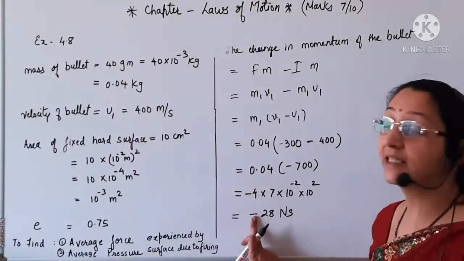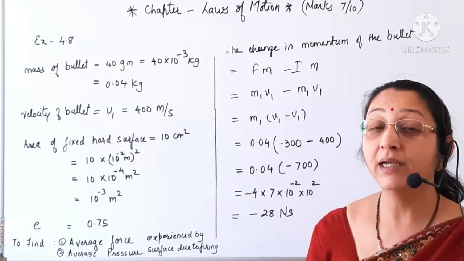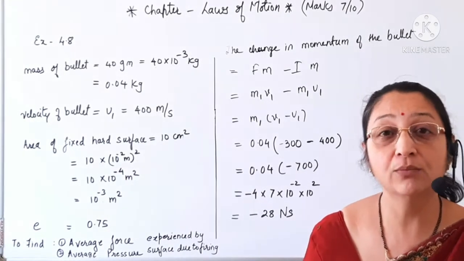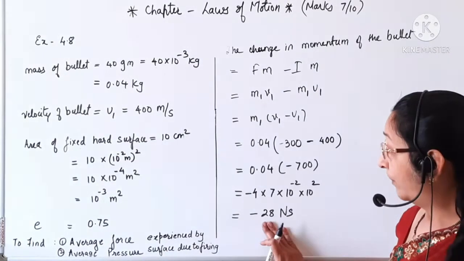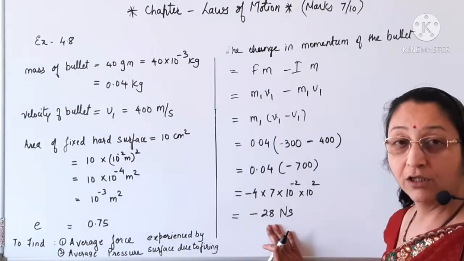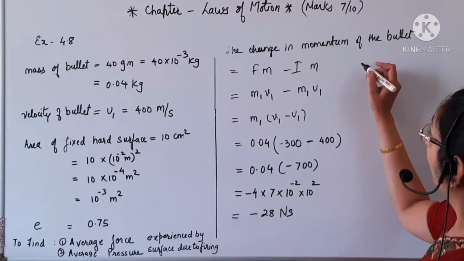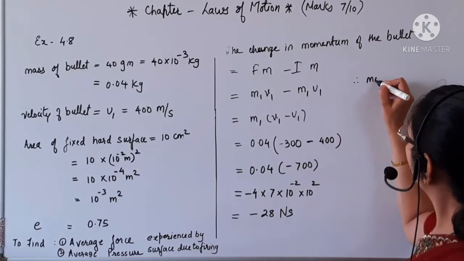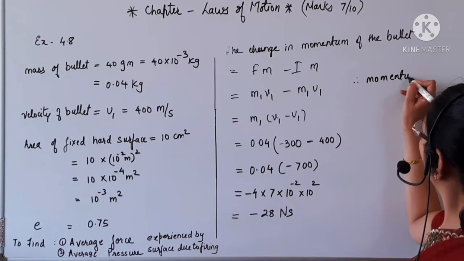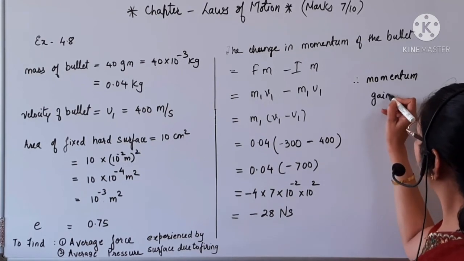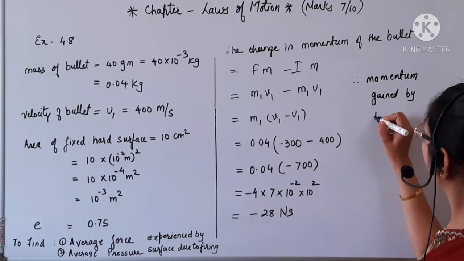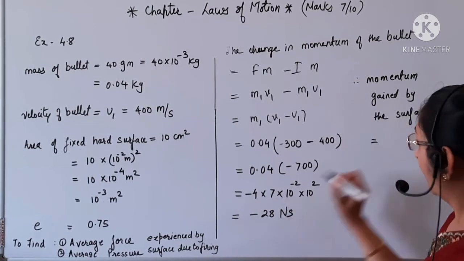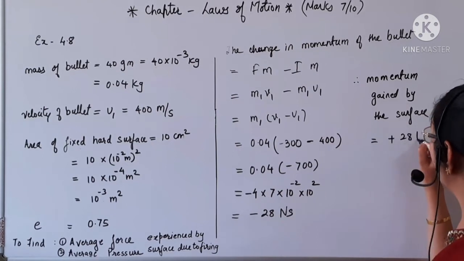Now, what does this minus sign indicate? That the momentum is lost by the bullet. There is a decrease in momentum of the bullet. Now, the momentum which is lost by the bullet, the momentum gained by the surface is therefore plus 28 Newton second.